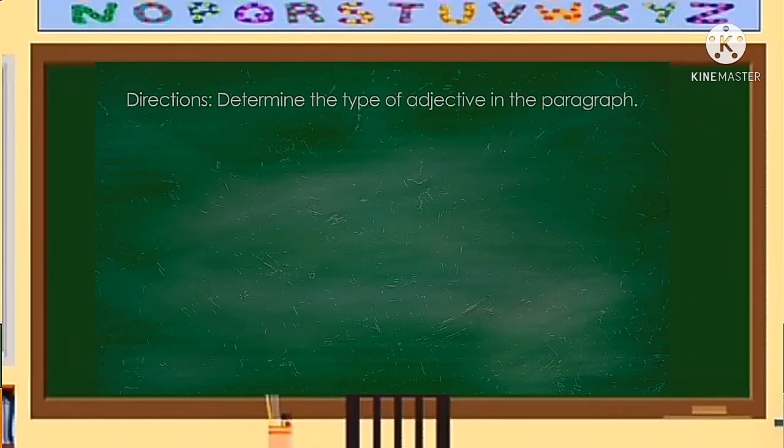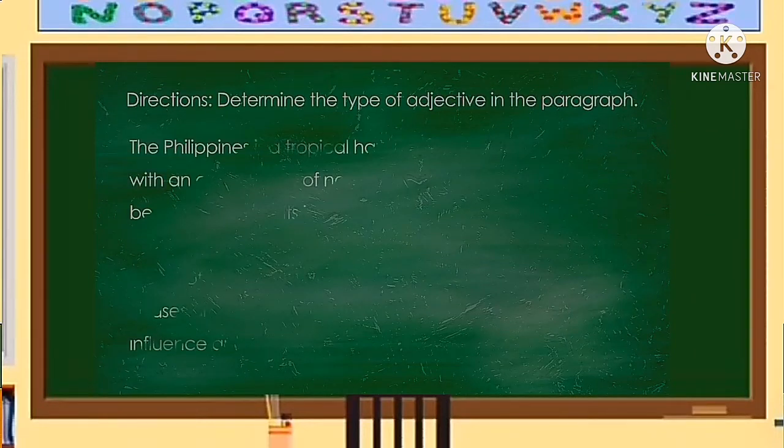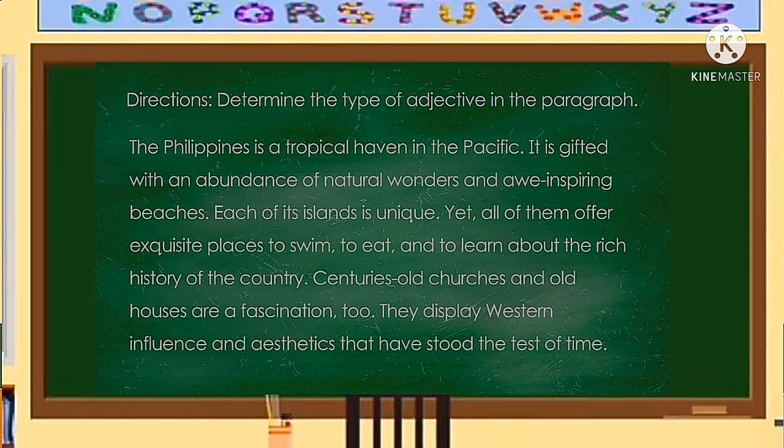Directions. Determine the type of adjectives in the paragraph. The Philippines is a tropical haven in the Pacific. It is gifted with an abundance of natural wonders and awe-inspiring beaches. Each of its islands is unique, yet all of them offer exquisite places to swim, to eat, and to learn about the rich history of the country. Centuries-old churches and old houses are a fascination too. They display Western influence and aesthetics that have stood the test of time.